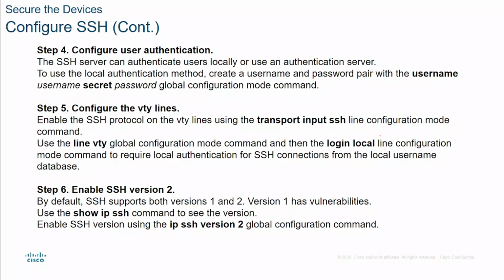So the next thing you configure is user authentication, which is the password. To use the local authentication method, create a username. For example, you type username, then the username, then secret, and you type the password. Then configure the VTY lines. Enable the SSH protocol on the VTY line using transport input ssh.